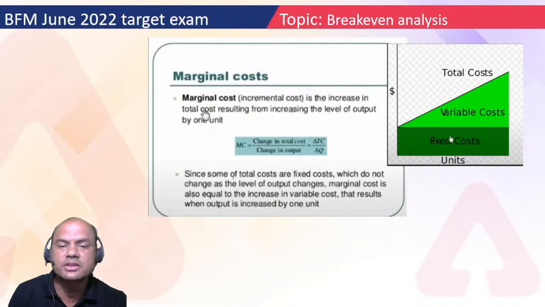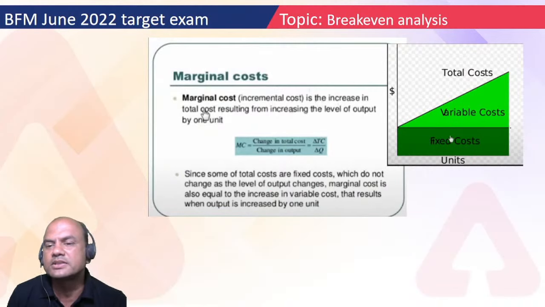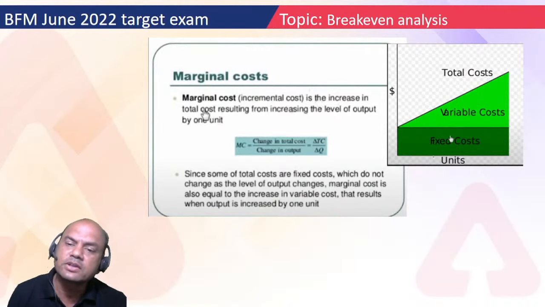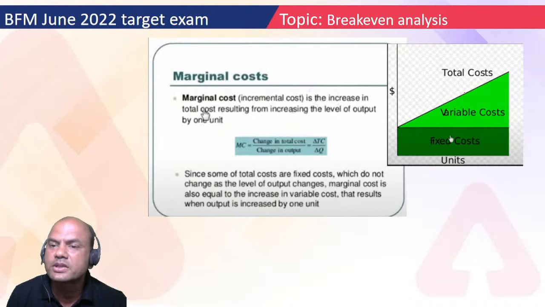Since some of the total costs are fixed costs which do not change as the level of output changes. Means, will my fixed cost change? See this graph. I have put the machinery. That machinery is, let's say, 2 crores, okay? And then there is labor, electricity, everything. So this will change, labor, electricity. But this machinery, will it change? No, because fixed cost is fixed. Whether I do zero production over here or whether I increase the production to infinity over here, okay? Fixed cost won't change.